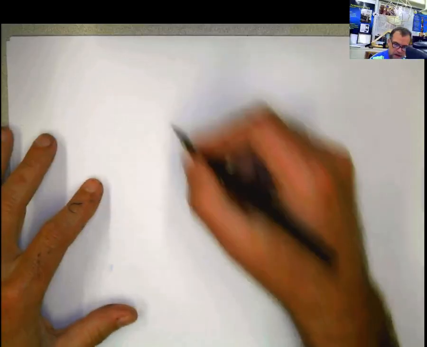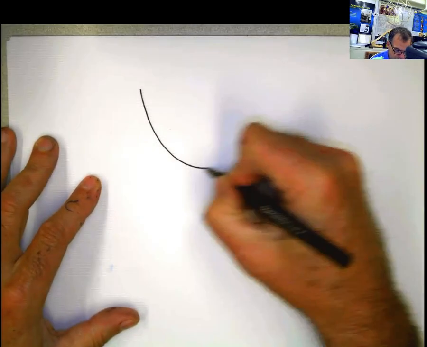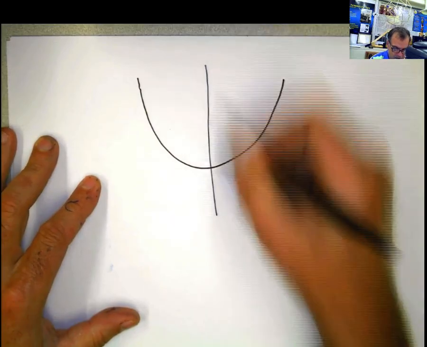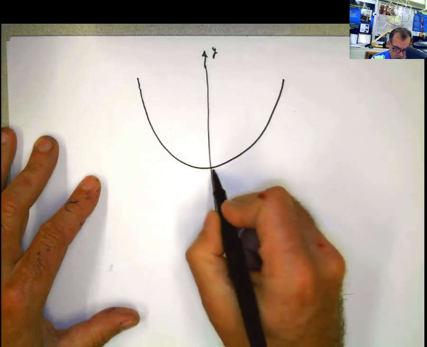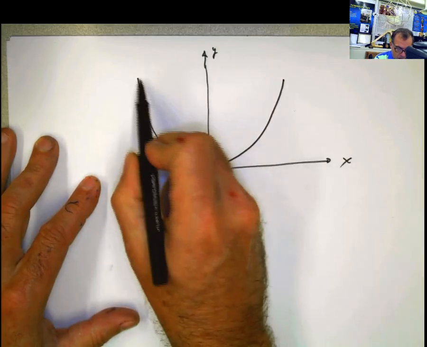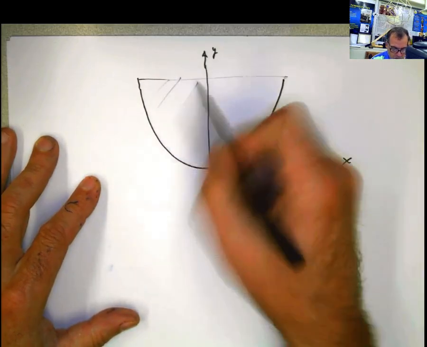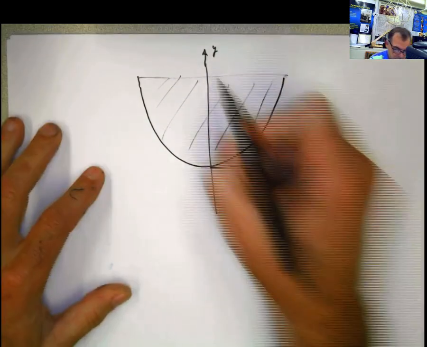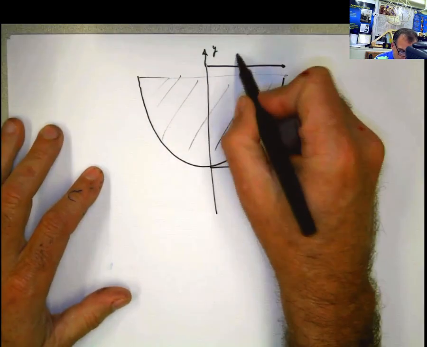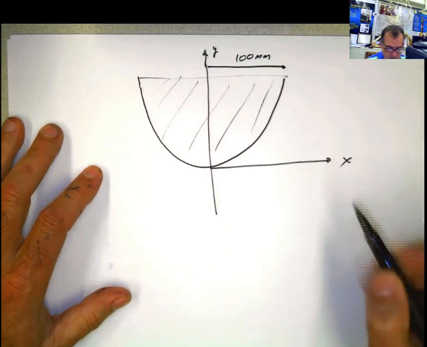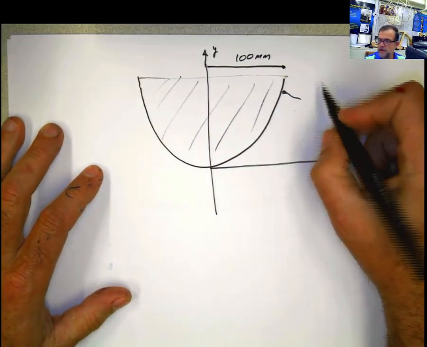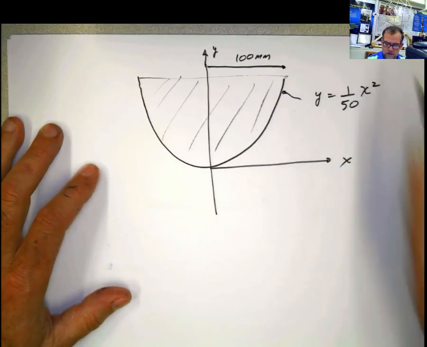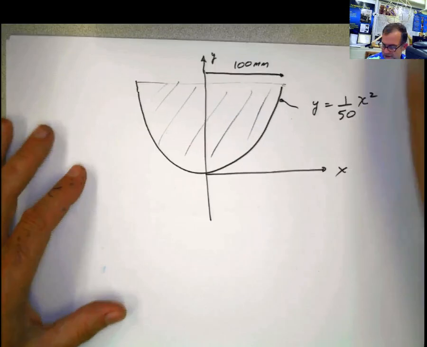This is gonna be the shape that I'm gonna be solving. So we have this shape. This is my y-axis here. This is my x-axis here. This is a solid shape because I'm doing moment of inertia of areas, remember that. And I know that this distance here is 100 millimeters. And I know the equation of that, and the equation of that is y equal 1/50 times x squared.